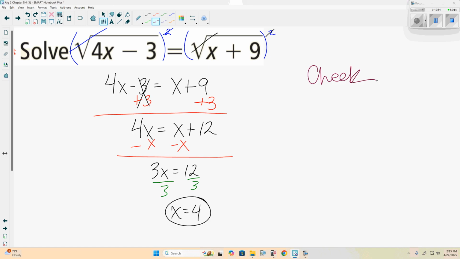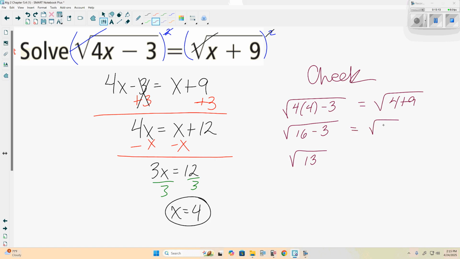If we wanted to check, we could. Because 4 times 4 minus 3, is that equal to 4 plus 9? Well, 4 times 4 is 16. 16 minus 3 is 13. 4 plus 9 is 13. And the square root of 13 is indeed equal to the square root of 13. It's not a nice number, but they are equal. Questions?